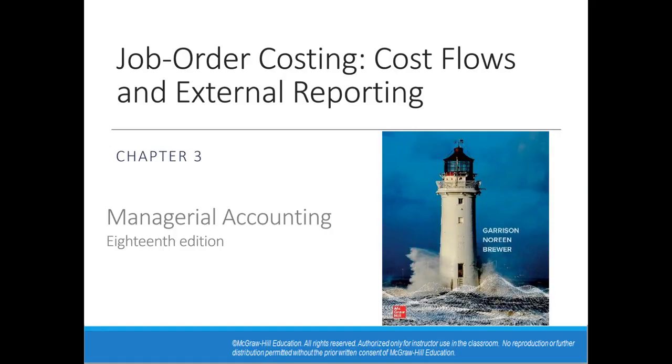Okay, so we started talking about job order costing last week, and we're going to expand a little bit on that from last week. We're going to review a little bit and then also talk a little bit more about how the money moves through and how the journal entries look. So let's go ahead and go over what we learned last week first.